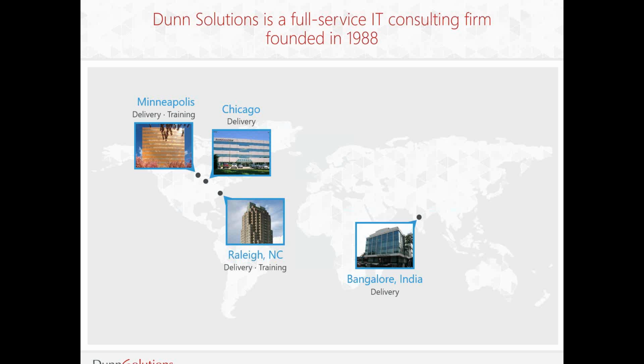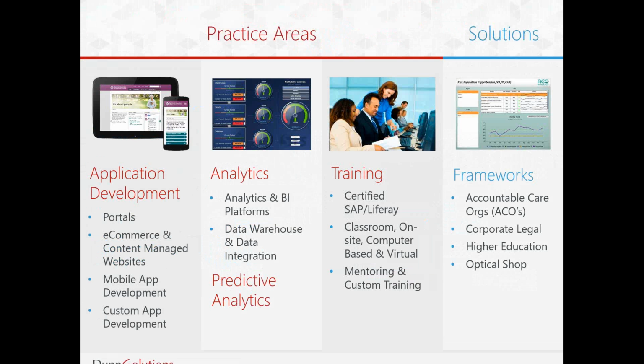Dunn Solutions has a long history of delivering innovative business technology solutions to companies. We are headquartered just outside of Chicago and have offices in Minneapolis, Raleigh, and Bangalore, India. Our offerings fall into two practice areas. Our application development solutions feature portals, e-commerce, and content-managed websites, mobile application development, and custom application development. Our analytics solutions feature predictive analytics and BI platforms, as well as data warehouse and data integration. We are authorized SAP and Liferay training providers and offer classroom, virtual, private, and custom options. We believe training is important because once we deliver a solution, we want to make sure that those who need it know how to use it and maintain it.